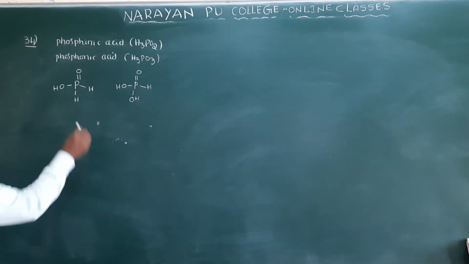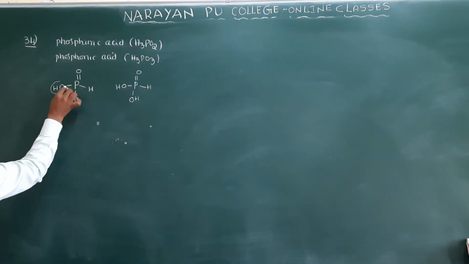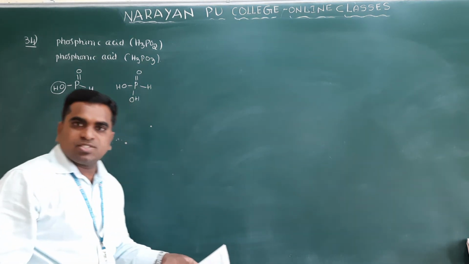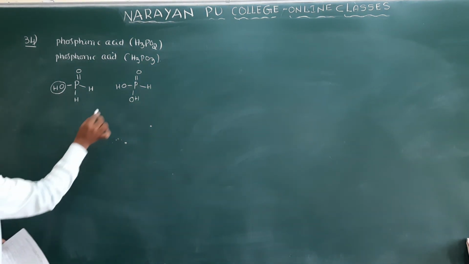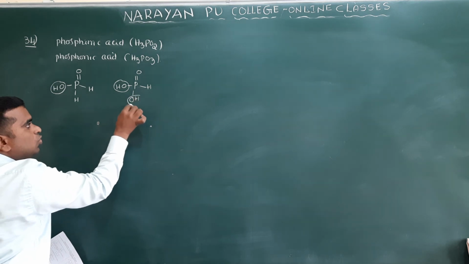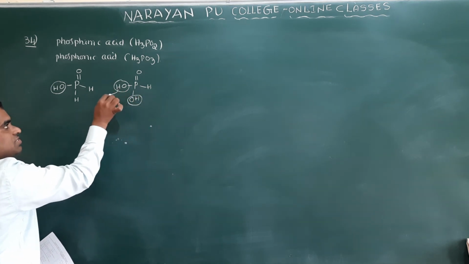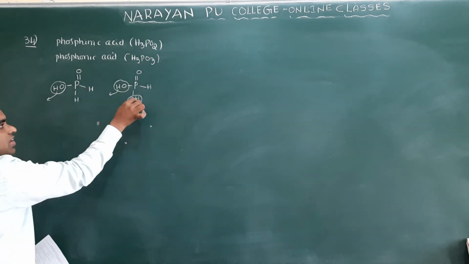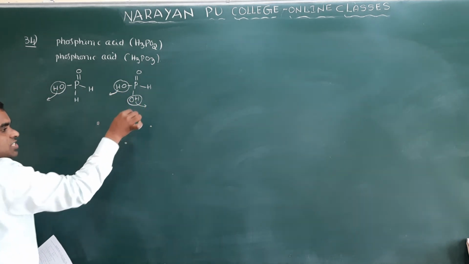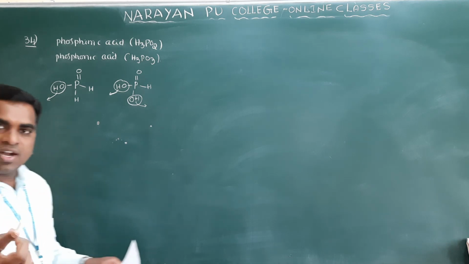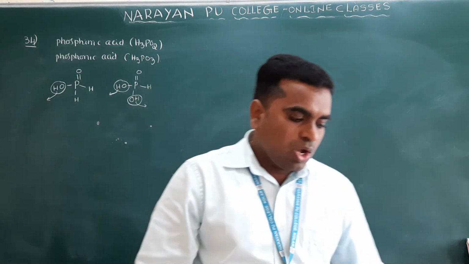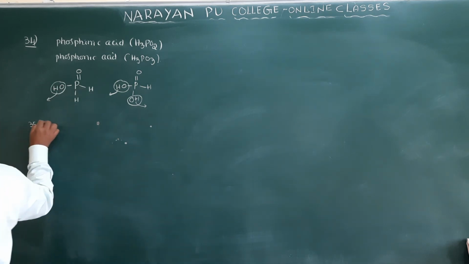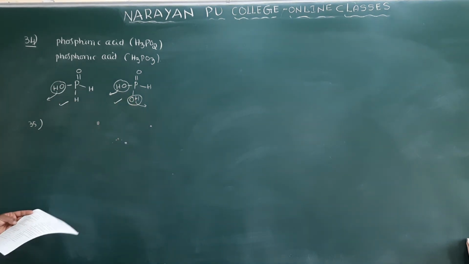Clear? So here, one OH is there. So that's why it is a monoprotic acid. But here how many OH groups are there? Two OH groups are there. If it gives only one H plus ion, it is monoprotic. This is one H plus ion, this is one H plus ion. Two H plus ions it can give, diprotic acid. So option 1 is the correct one. Clear? So this is monoprotic and this is diprotic.